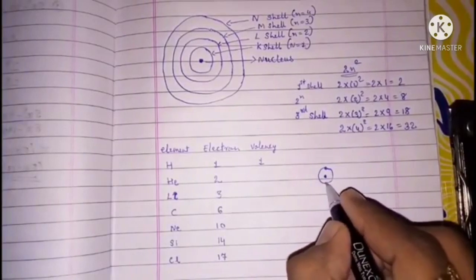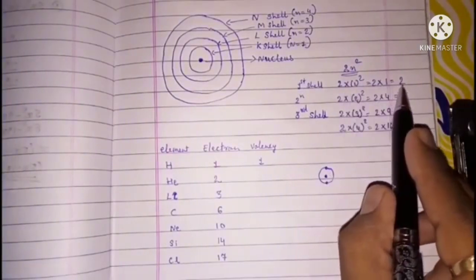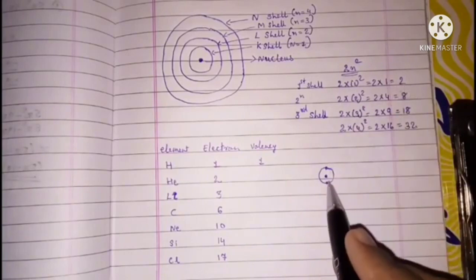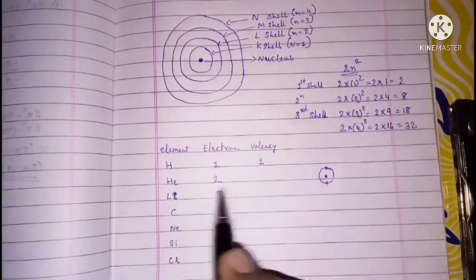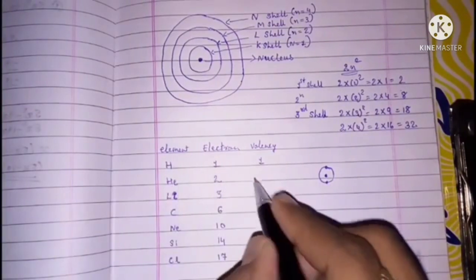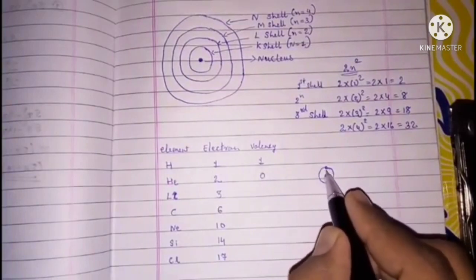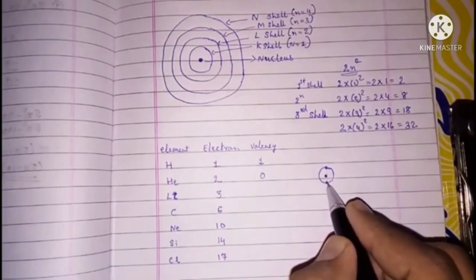What about helium? The atomic number of helium is 2. That means 2 electrons are there. Distribute this. Now, is the condition 2n square satisfied? Yes, 2 electrons in the first orbit. That means 0 valency. Now, 0 valency for helium.